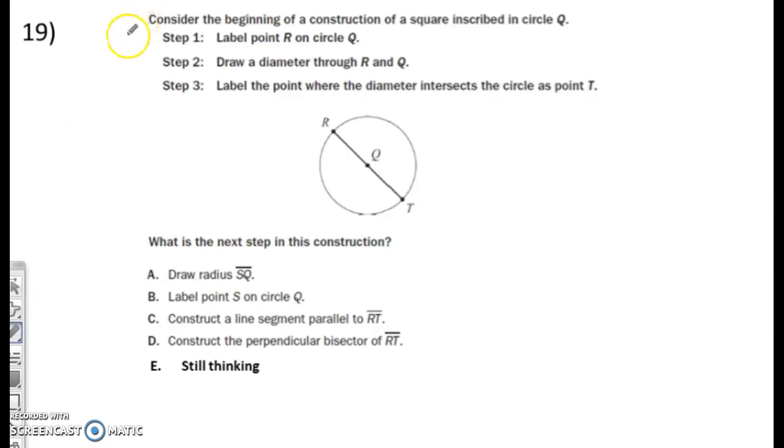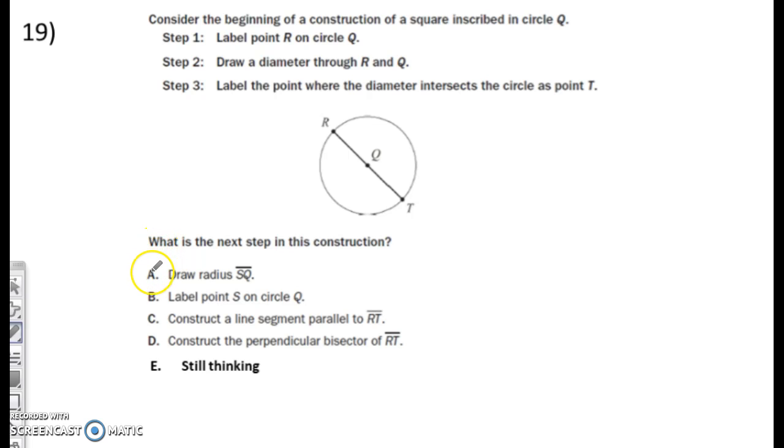Consider the beginning of a construction of a square inscribed in circle Q. Label points R and Q on the circle. Draw a diameter through R and Q. Label the point where the diameter intersects the circle as point T. What is the next step in this construction?